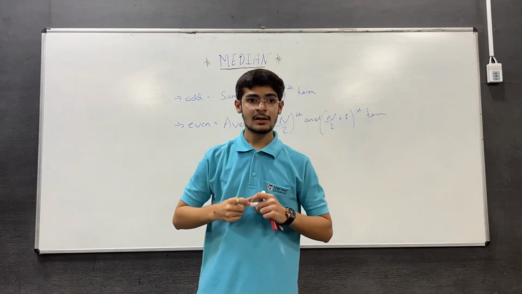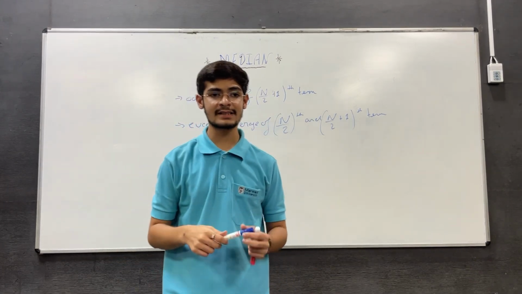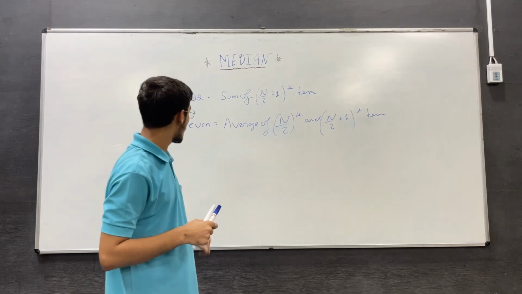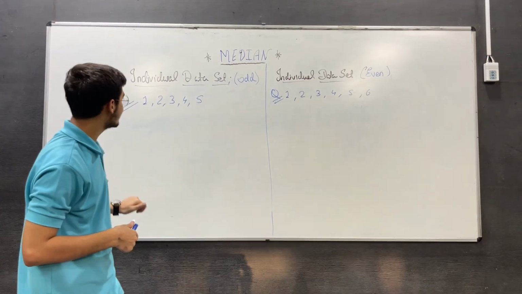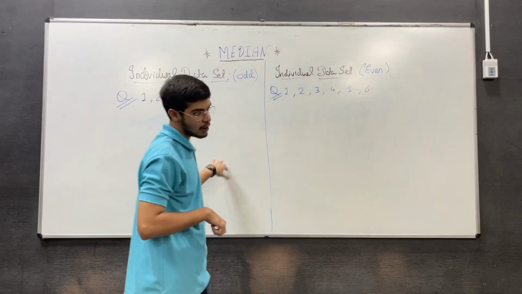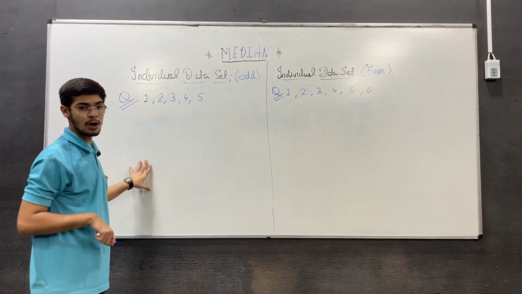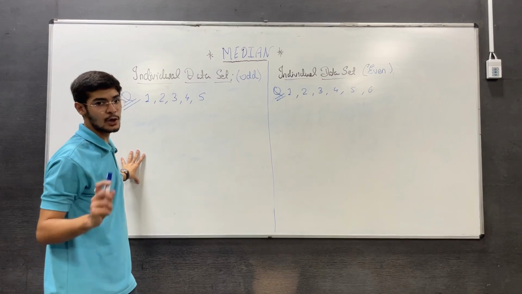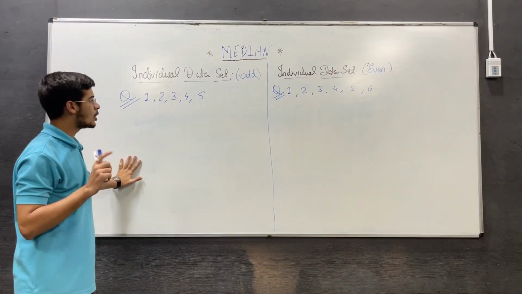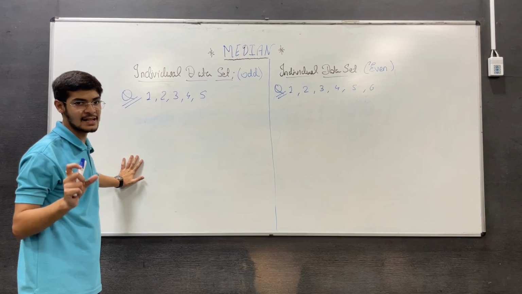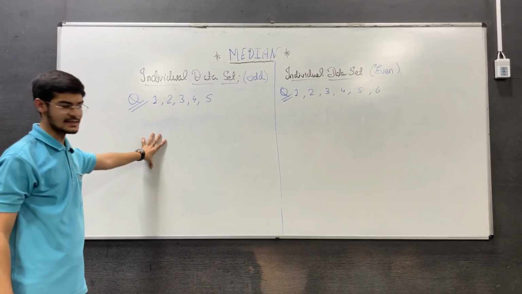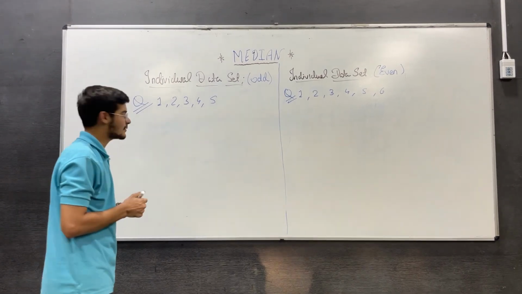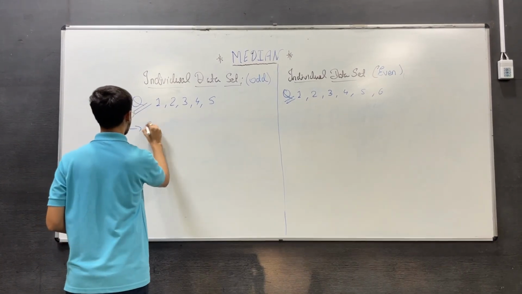Now let's see different examples for individual and discrete data sets. We will calculate for both the odd data set and the even data set. First, the example for individual data, first for the odd data set. Always remember, whenever a data set is given, check whether it is arranged in ascending order or not. If it is not, rearrange it in ascending order. Here it is already arranged in ascending order. So let's start.